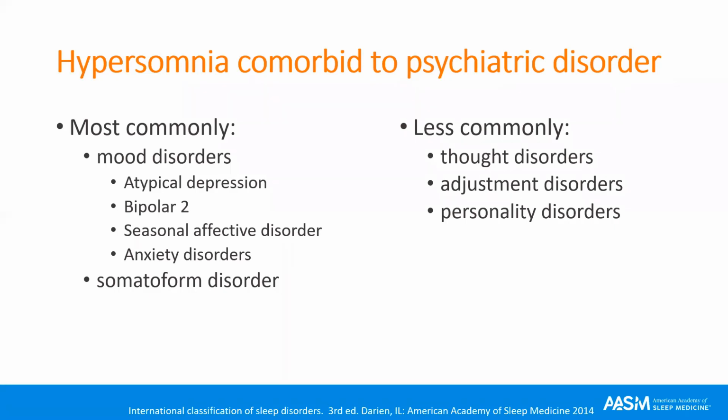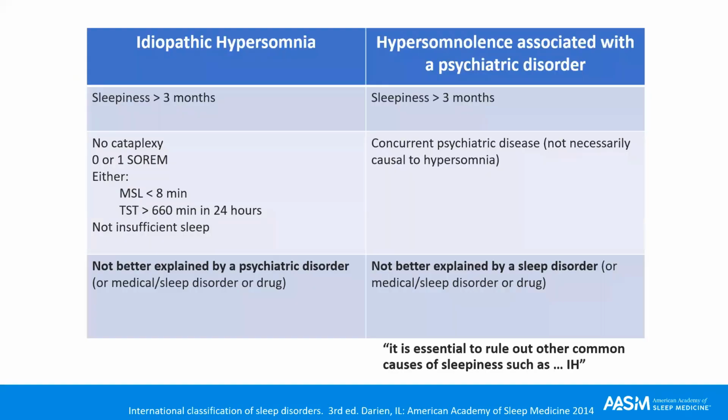So atypical depression, regular depression, but particularly atypical depression, bipolar 2, seasonal affective disorders, sometimes anxiety disorders can manifest as sleepiness. And then to some extent, somatoform disorders, less commonly things like thought disorders, schizophrenia, and so on, adjustment disorders, or personality disorders. And this is the one, I think, where the differential diagnosis with our other central disorders of hypersomnolence is definitely the hardest. And frankly, sometimes we don't have enough science to know how to tell them apart.